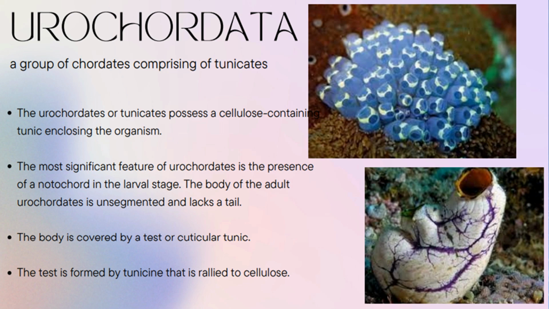These animals are free swimming during the larval stage, while the adults are sessile. The Urochordates undergo asexual reproduction by budding, and in terms of sex, Urochordates are bisexual or hermaphrodites.